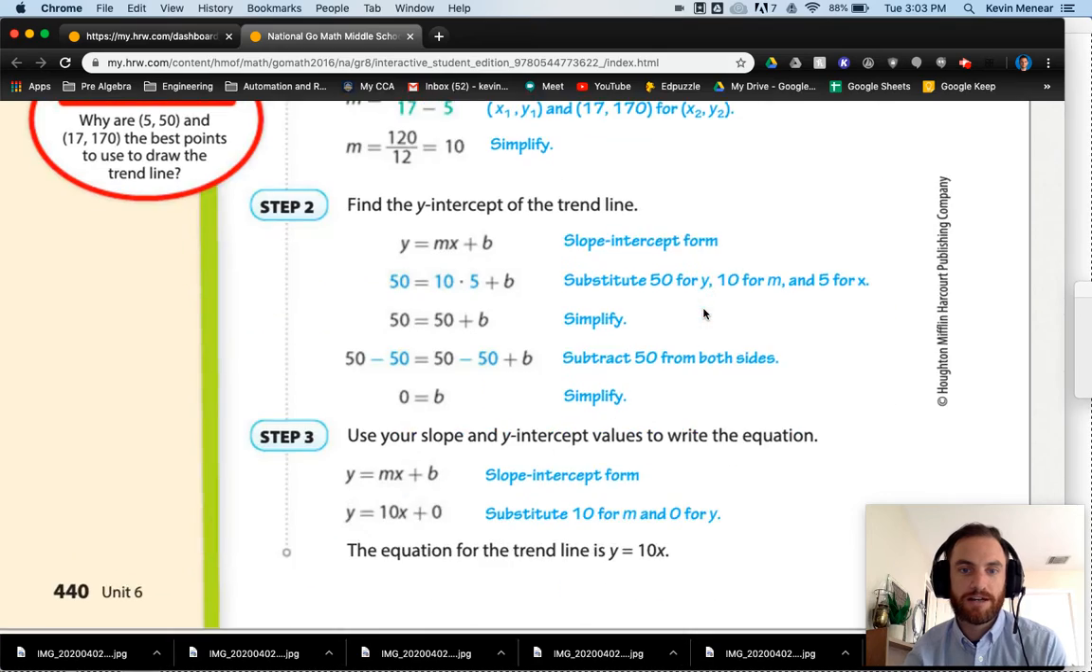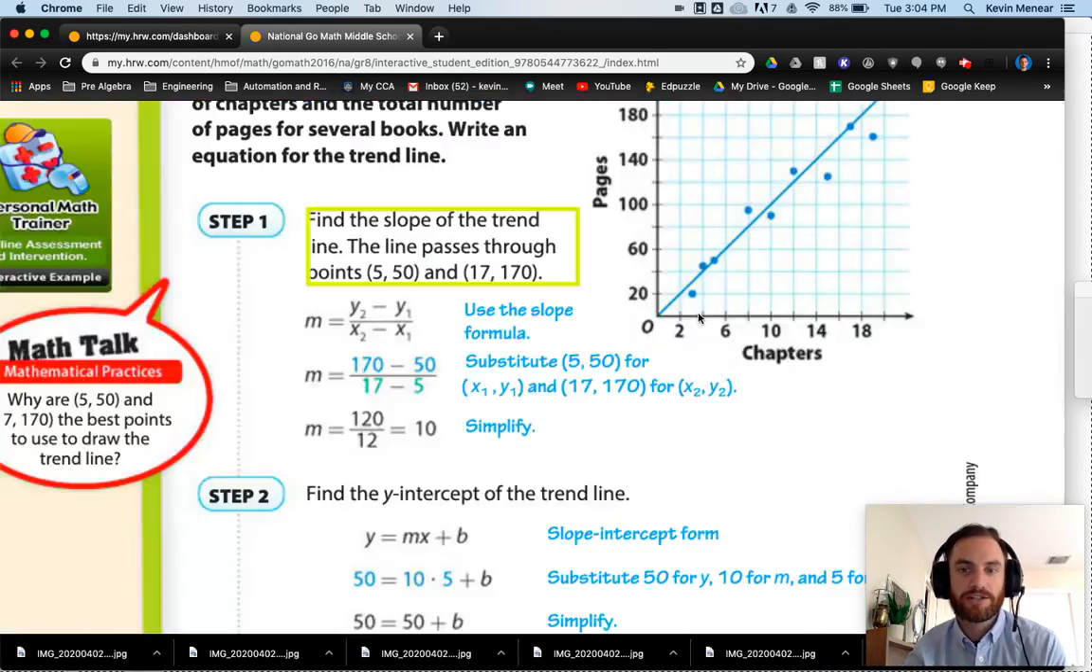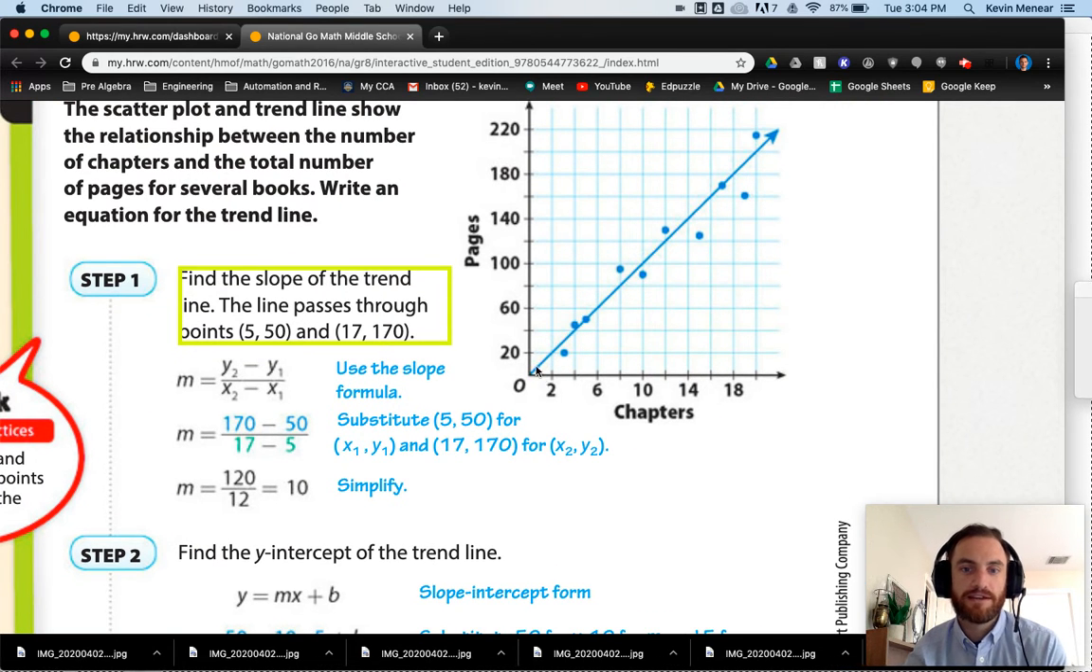Now, the question then is what does that mean? Okay, so what does it mean that the y-intercept is 0? Well, that means that if you've read 0 chapters, then you've read 0 pages. Okay, that makes sense that the y-intercept is 0. But what about the slope being 10? Well, remember, slope is the rise over the run, the y-axis over the x-axis. So in this case, it would be pages over chapters. So another way to think about it would be a rate, pages per chapter. So a slope of 10 here means there are on average 10 pages per chapter.